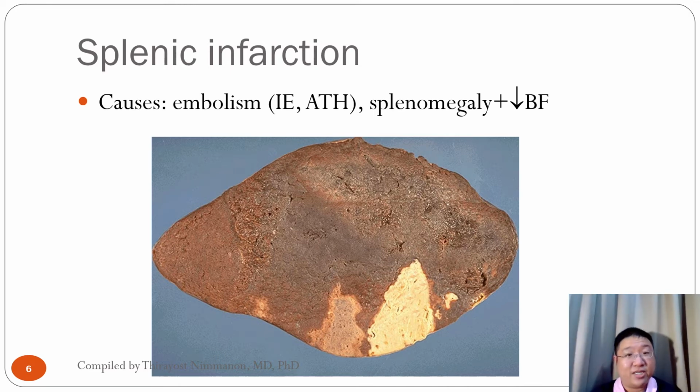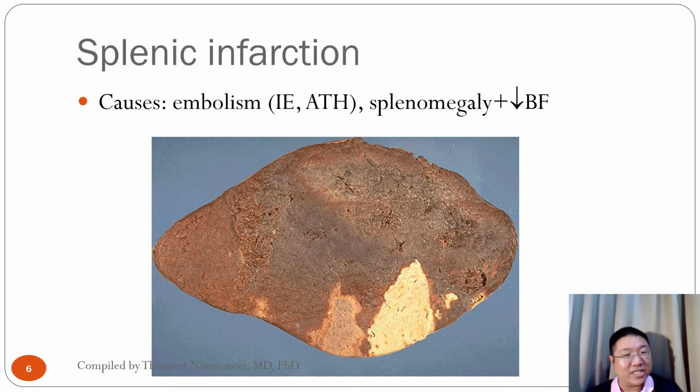Infarction can be seen in the spleen as well. For example, in those with infective endocarditis or atherosclerosis of the celiac trunk or splenic artery, resulting in infarction. And just recall that this is one example of white infarct.